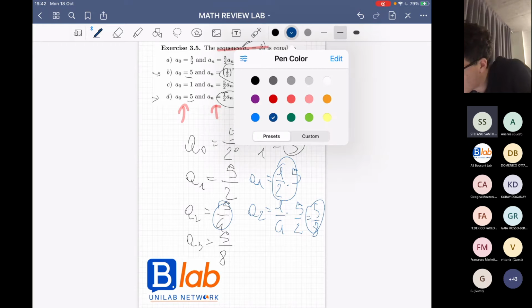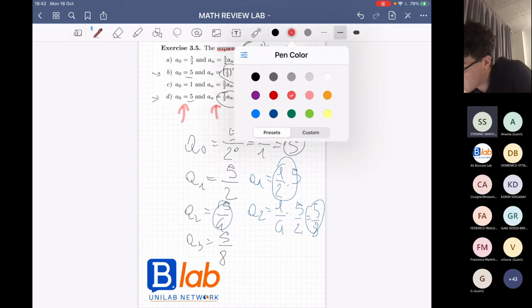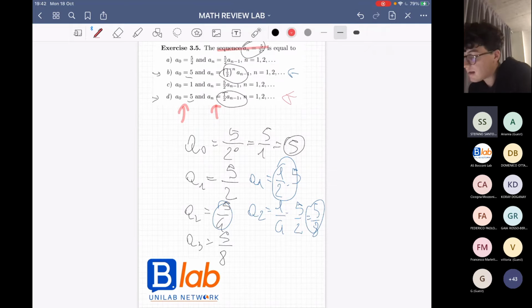So we try the other one, which is this one, the D one, the fourth one. And we can understand simply that in this case, A1 is equal to 1 over 2 to 1, times an minus 1, which is a0, which is 5, so it's 5 over 2 as well. But a2, for example, is equal to 1/2 times an minus 1, which is a1, so times 5 over 2, which is 5 over 4.